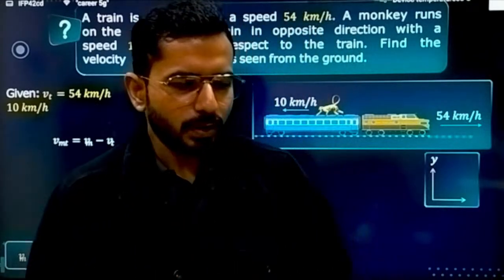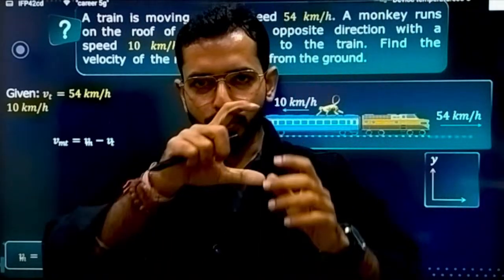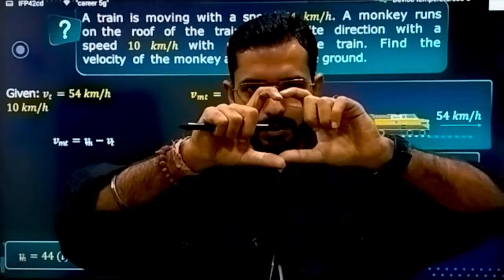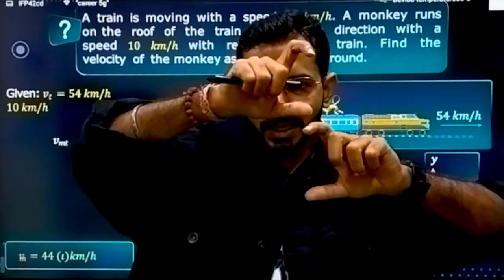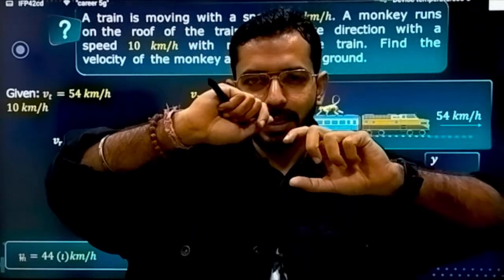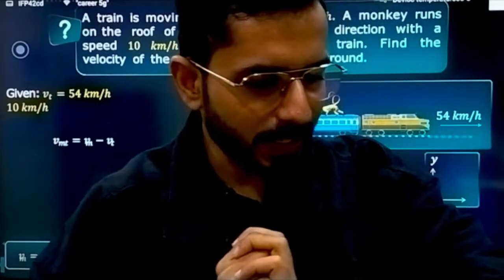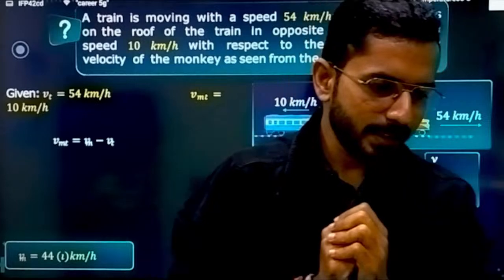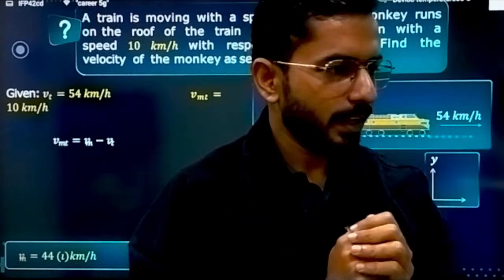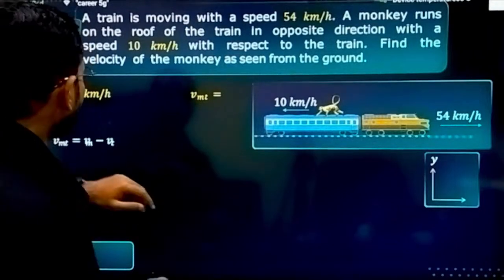From common sense, just try to imagine this, just try to feel it. What kind of motion will you assume? The train is moving, that means the monkey is also moving net at 54 km per hour in the forward direction. But it also has its own speed that makes it move in the negative direction at 10 km per hour. That means what will be the effective velocity you will feel? Can you calculate without any physics, just a normal observation? Can you do it? Understand. In physical terms, how to solve it? Understand that.